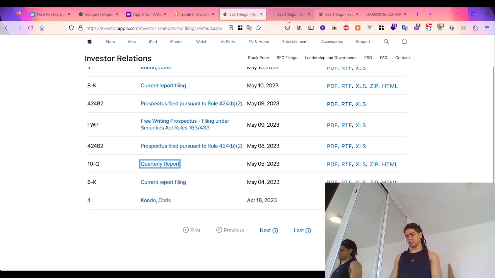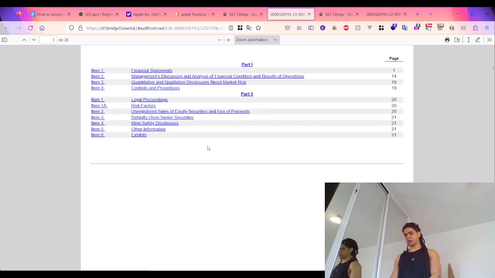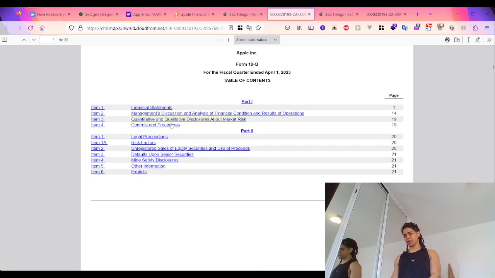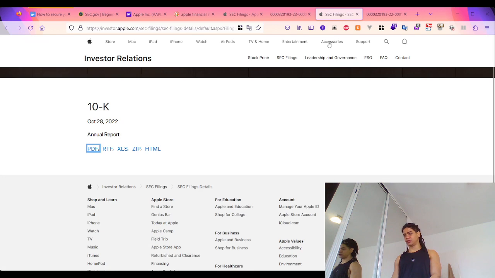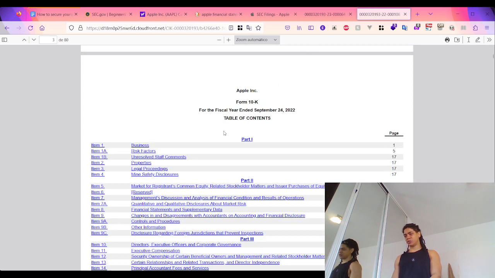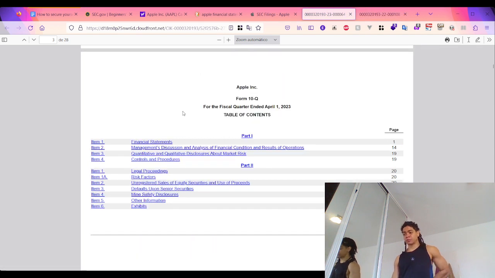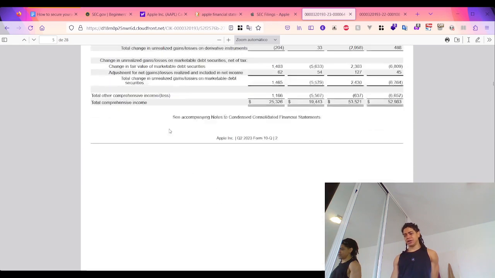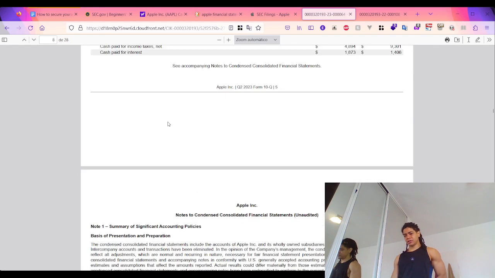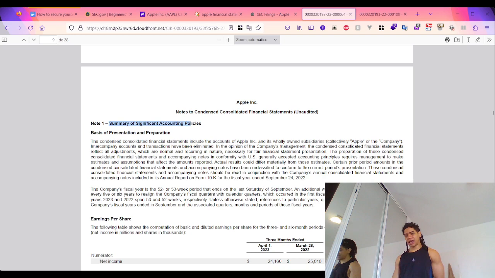If you look at the quarterly report here, what they show is Form 10Q, where you're able to see the financial statements. The Form 10Q allows you to see that, and the Form 10K is where you watch the management discussion and analysis of financial condition. So here's where you can see the financial statement, right?